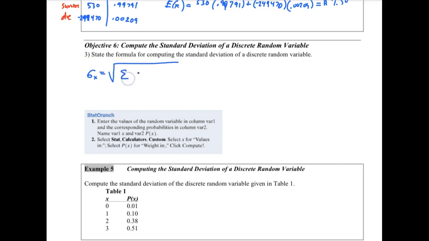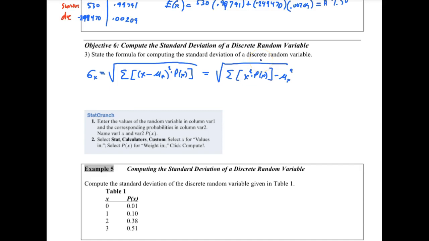It's the sum of x minus the mean or the expected value, all that squared, and then times p of x, all of that summed together. So that doesn't look too friendly. There's an alternative that looks like this. Summation of x squared times p of x, well, in the previous example, some of that, minus the average of that squared.